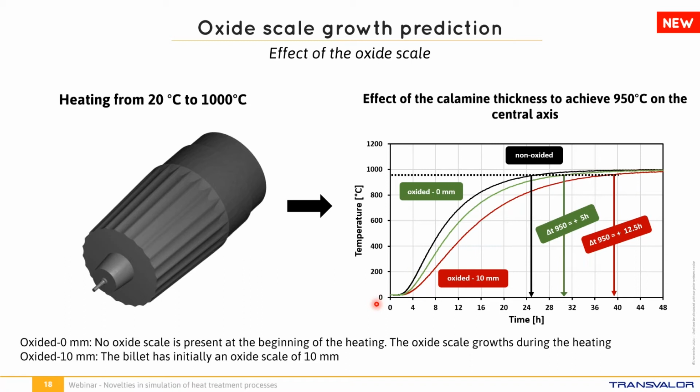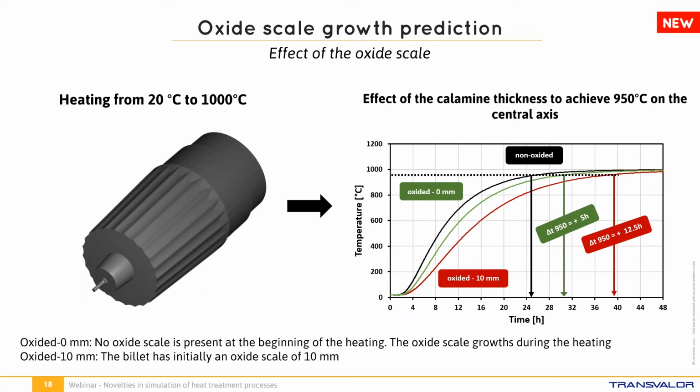In green, the results obtained by supposing that initially there is no oxide scale on the billet surface and that the oxide scale grows while heating. We can remark that by considering the calamine growth, the homogenization took 5 hours more. In red, the temperature obtained by considering that the part initially has a calamine thickness of 10 mm. You can notice that the heating time to homogenize the billet central axis increases by 12 hours and a half.